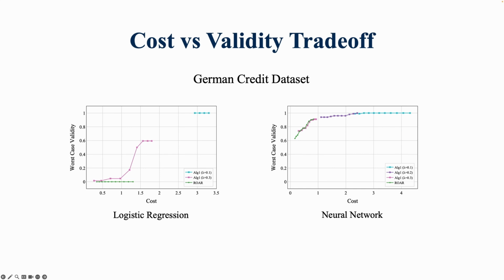The plot on the left shows the trade-off for logistic regression, while the plot on the right shows the results for a three-layer deep neural network. Although ROAR achieves a relatively lower cost, its recourse validity is substantially lower than that of our algorithm.